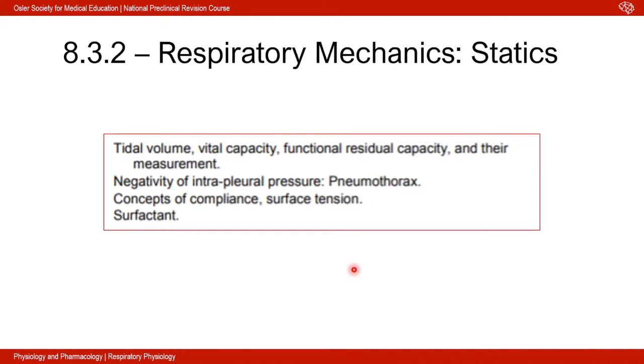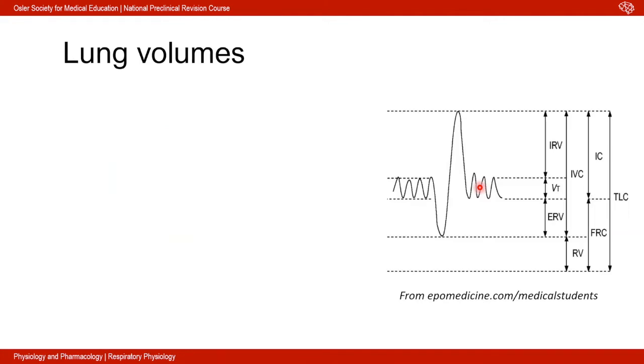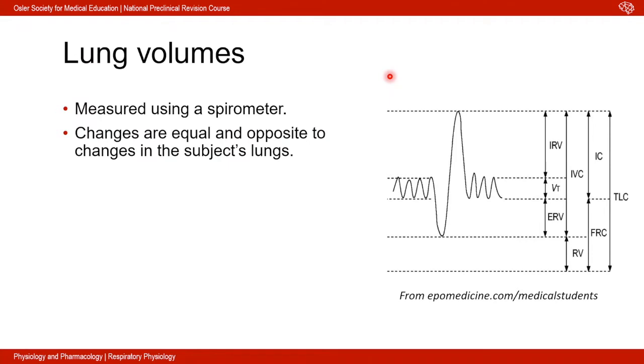Right, the next section that you need to know is about the respiratory mechanics, the mechanics of the lungs. This is divided into 2 sections, the first of which is statics. This is talking about the tidal volume and all these different measurements of lung volumes. This is the diagram that I found was really, really useful just to learn, because it saves you so much time in an essay if you can just bash out this diagram with a few of these labels, rather than having to describe it all in words, which could take up about 2 pages if you were not being careful. These lung volumes are measured using a spirometer, and the changes are equal and opposite.